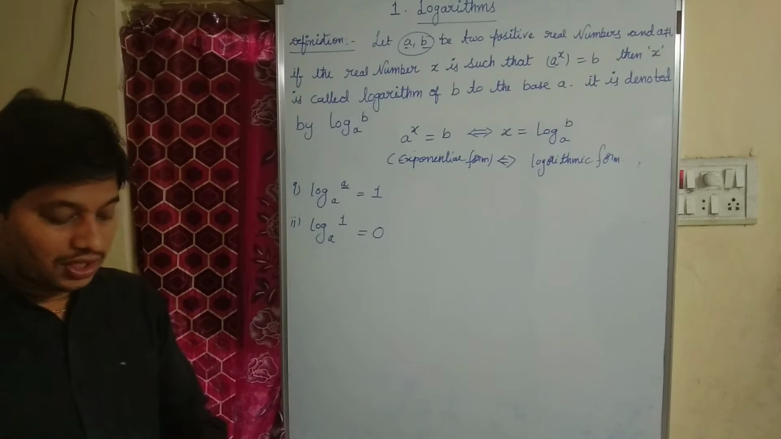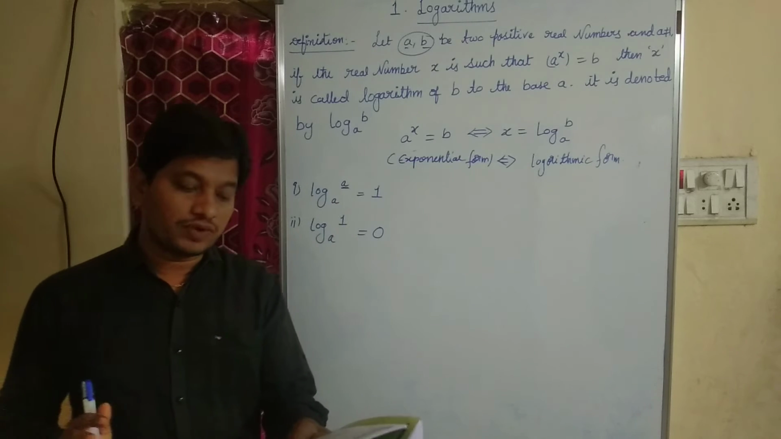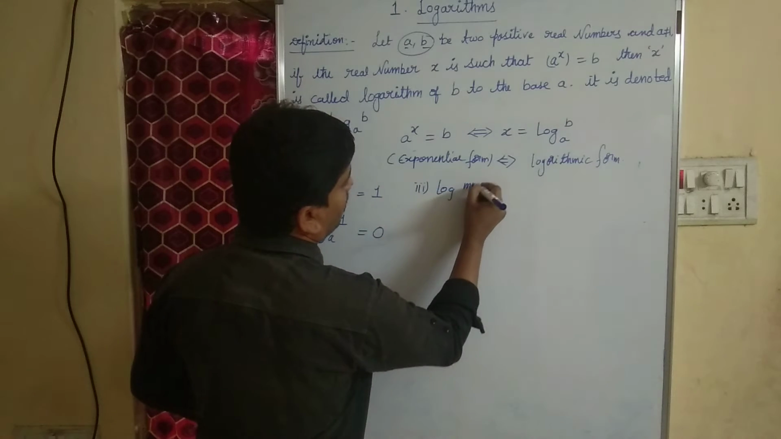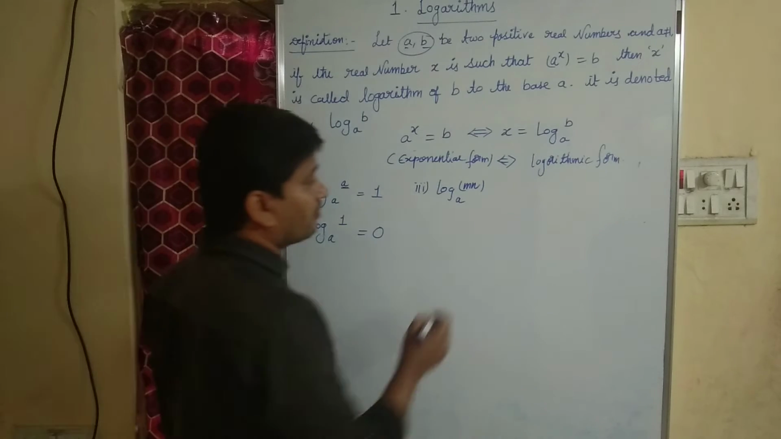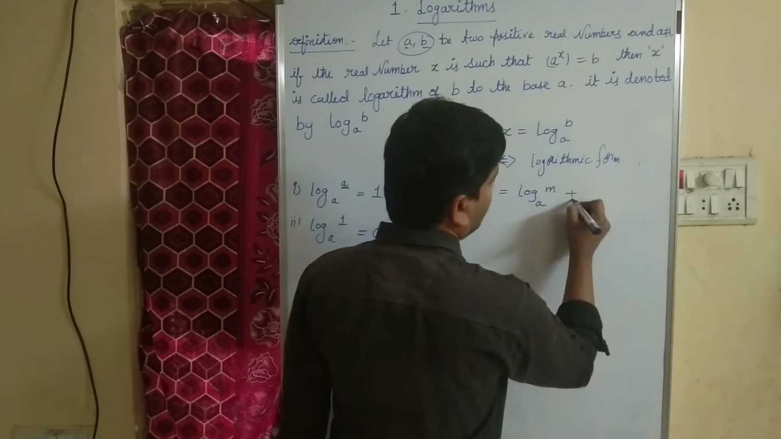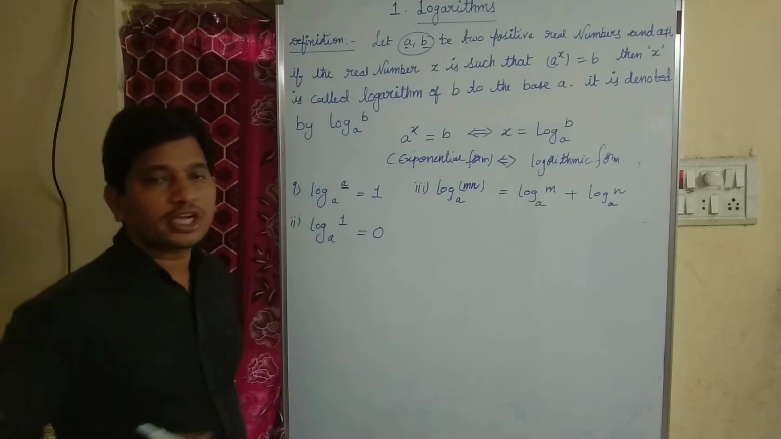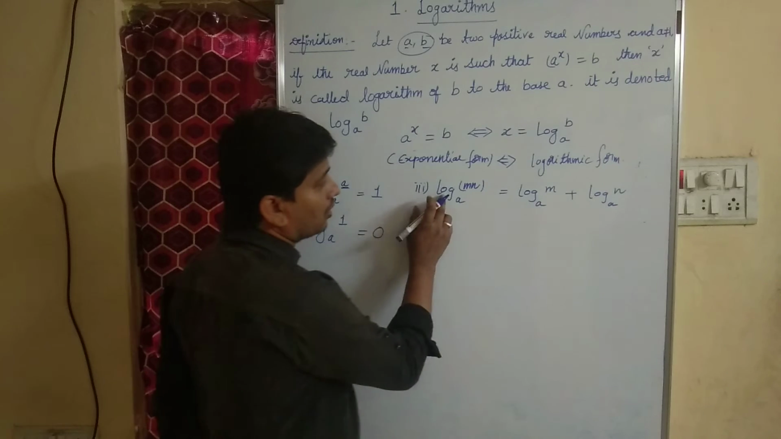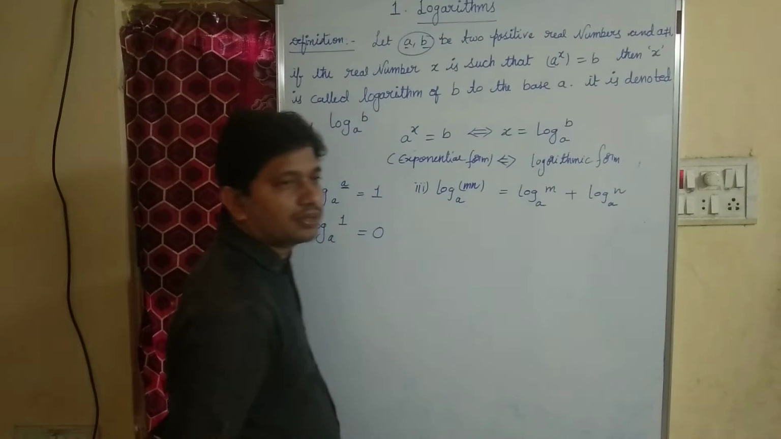Coming to theorem number 3: if a, m, n are positive real numbers and a is not equal to 1, then log mn to the base a is equal to log m to the base a plus log n to the base a. We can also call this the product law.